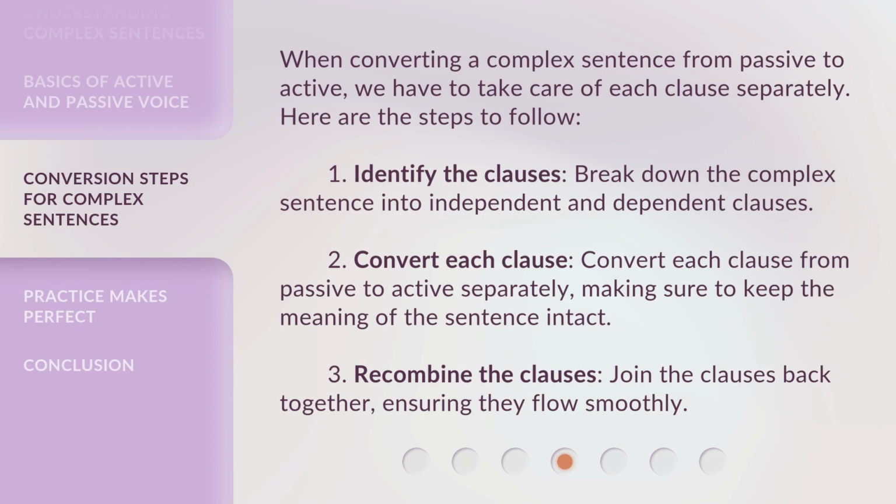When converting a complex sentence from passive to active, we have to take care of each clause separately. Here are the steps to follow. 1. Identify the clauses. Break down the complex sentence into independent and dependent clauses. 2. Convert each clause. Convert each clause from passive to active separately, making sure to keep the meaning of the sentence intact. 3. Recombine the clauses. Join the clauses back together, ensuring they flow smoothly.